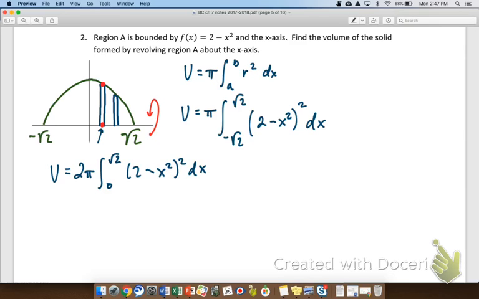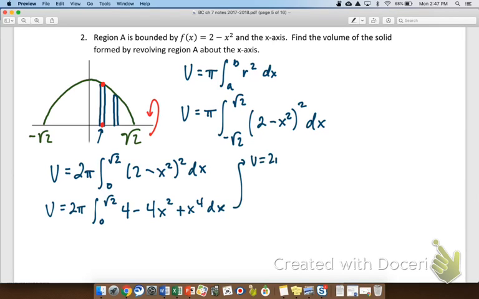Let's run through it real quick just to get the nuts and bolts of it. So if I actually found my antiderivative, I need to multiply this out. So this would be 4 minus 4x squared plus x to the 4th dx. Let's give you an example of how this could go and some practical advice. So volume equals 2 pi, and then your antiderivative would be 4x minus 4/3 x cubed plus 1/5 x to the 5th, evaluated from 0 to root 2.